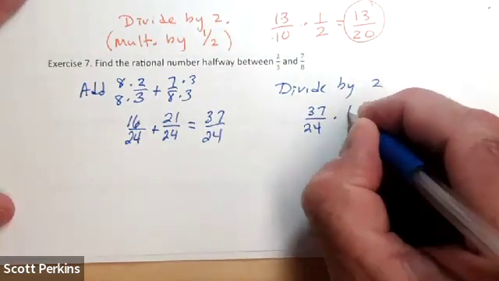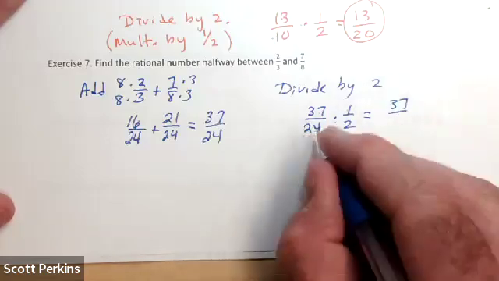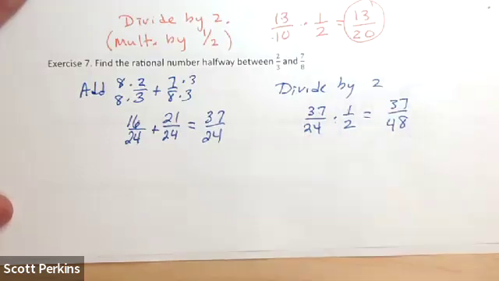So 37/24 times 1/2. 37 times 1 is 37. 24 times 2 is 48. I'll leave that to you to verify with your calculator that 37 out of 48 is halfway between those two numbers. But you have just shown that between any two rational numbers, we could find another one.